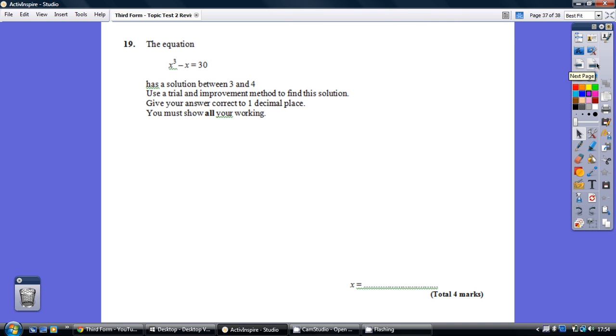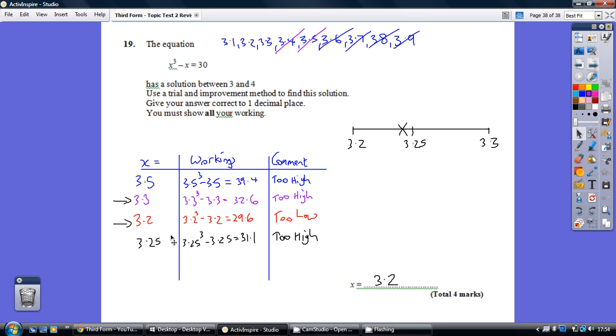Question 19, very similar, have a go. So I'm going to do a lot less chatting on this one as it's very similar to question 18. Start off in the middle with 3.5. That was too high, so I've tried 3.3. That was also too high, so I've tried 3.2, and that was too low. So I know my final answer is going to be either 3.3 or 3.2, so I go halfway between the two at 3.25.